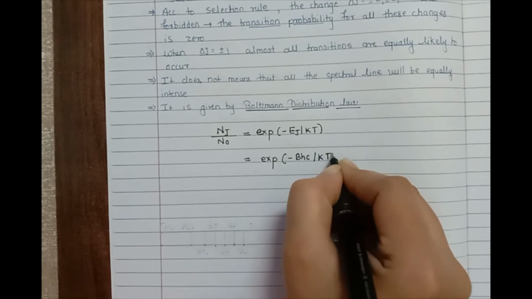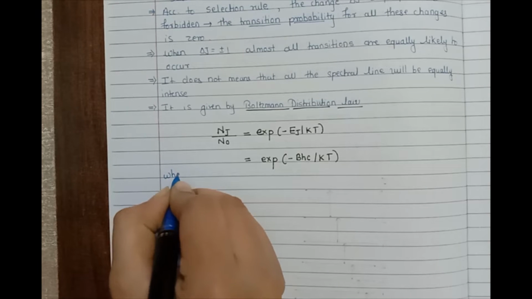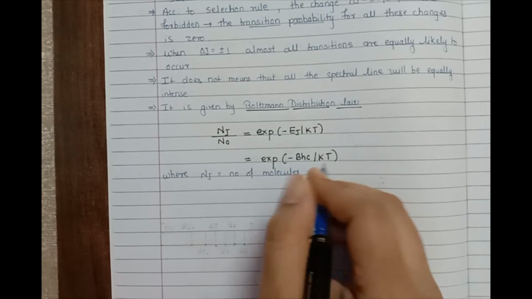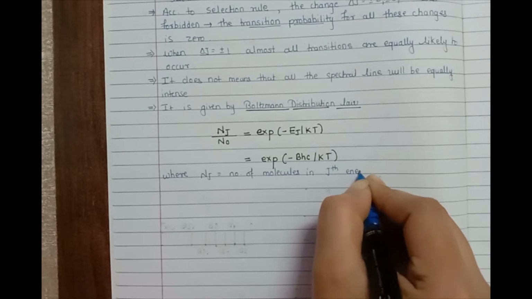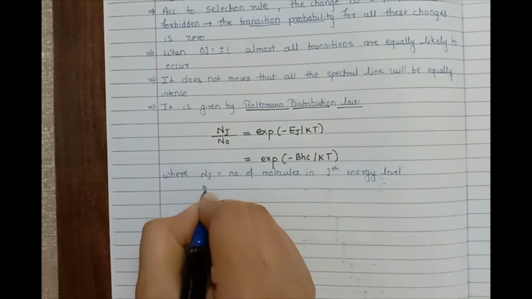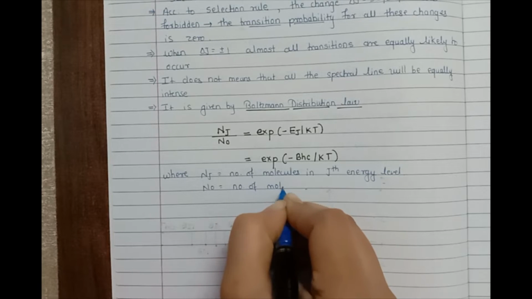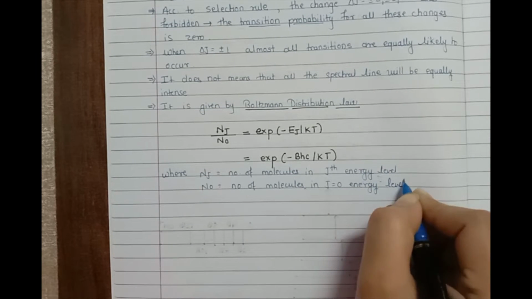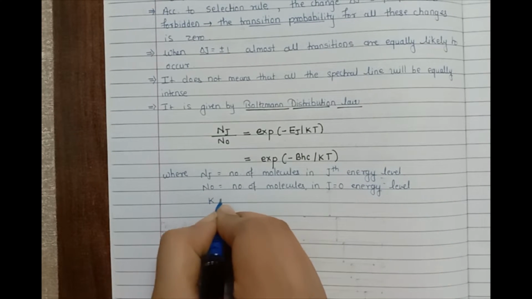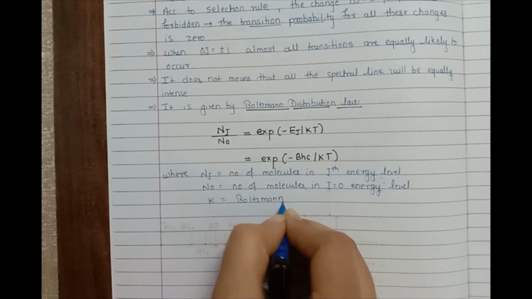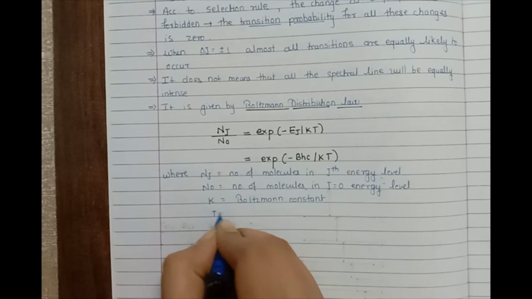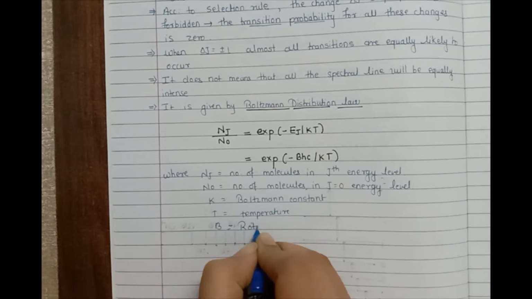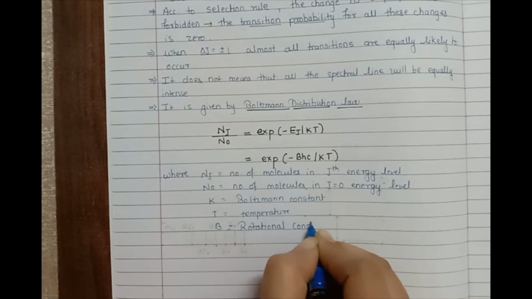Here we know the formula of Ej, so it is minus Bhc upon kT. Where Nj is the number of molecules in the jth energy level, and N0 is the number of molecules in the J equal to 0 energy state or energy level. Is it okay? Where k is the Boltzmann constant, T is the temperature, B is the rotational constant.